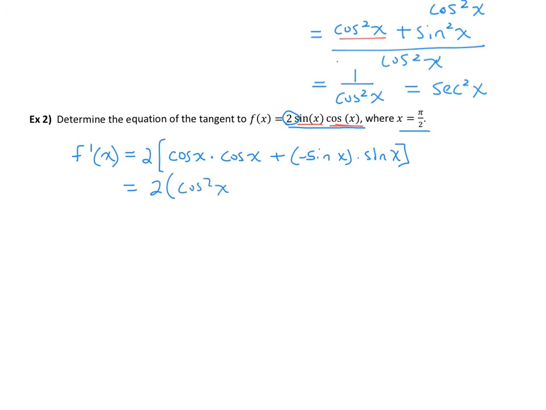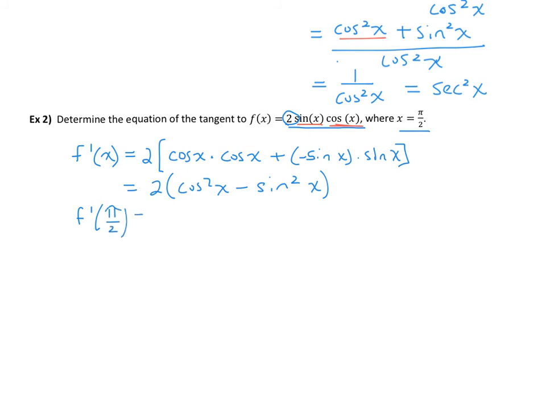Oh my goodness, look at that. I think we've already done this question. I feel like it. Plus, oops, that should be a minus. Sine squared x. Oh, it's different though. It doesn't have the plus in between. So we don't have Pythagorean identity there. But this is the derivative at any point. We want the derivative, or the slope of the tangent, when x is pi over 2.